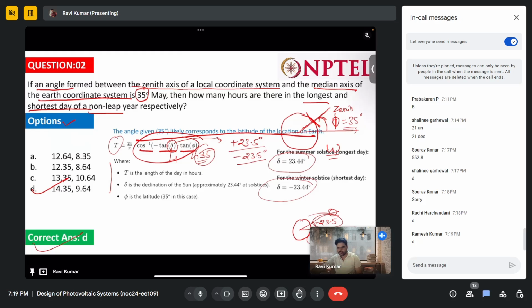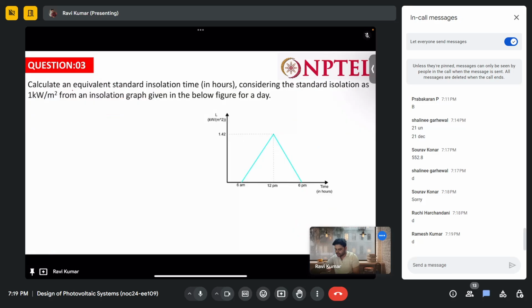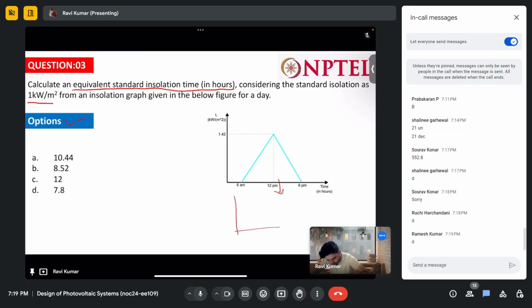Let's move to the next question, which says calculate an equivalent standard insolation time in hours, considering the standard insolation as 1 kilowatt per meter square, from the insolation graph given in the figure below. These are the options. It means we need to calculate the hour. We need to convert this into a picture like this, and this is the x which we need to calculate.